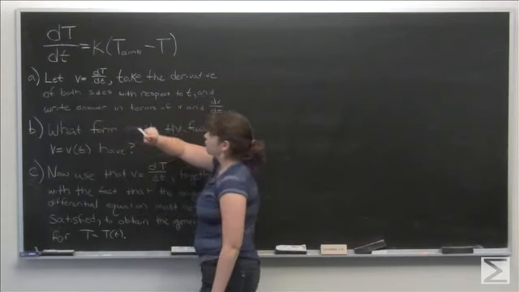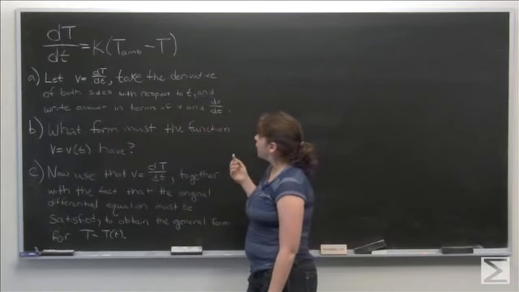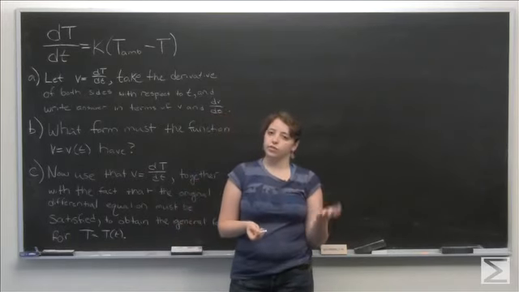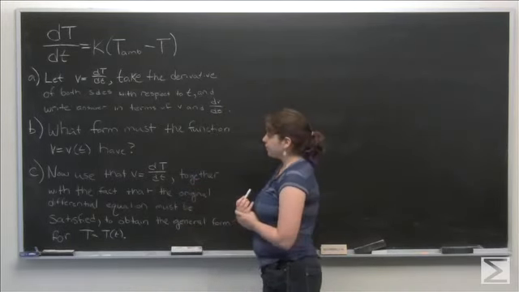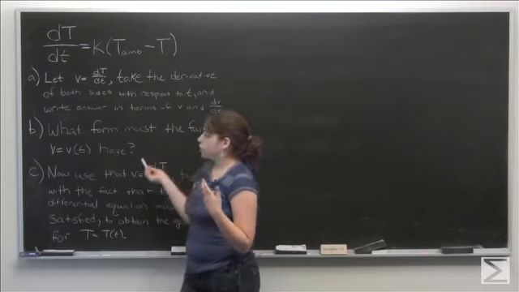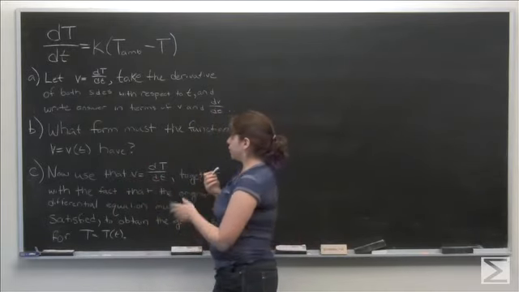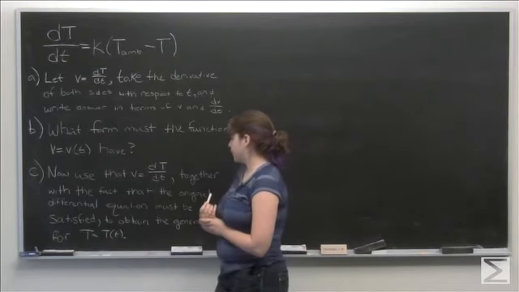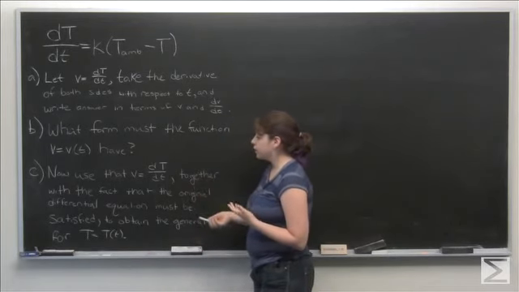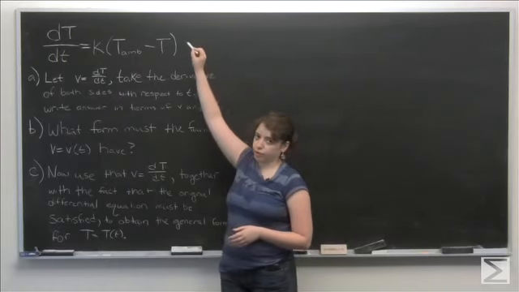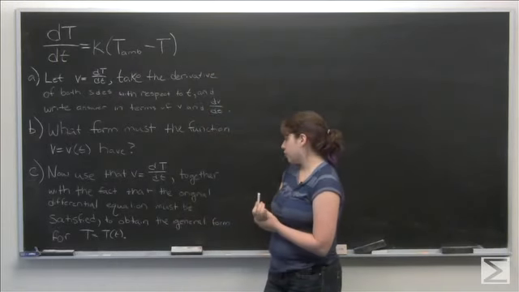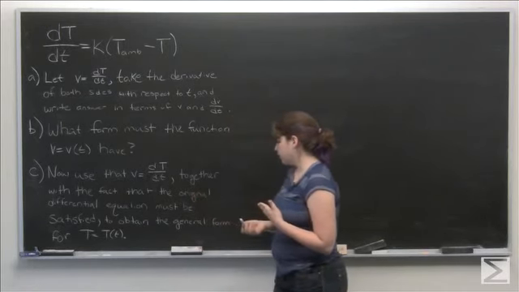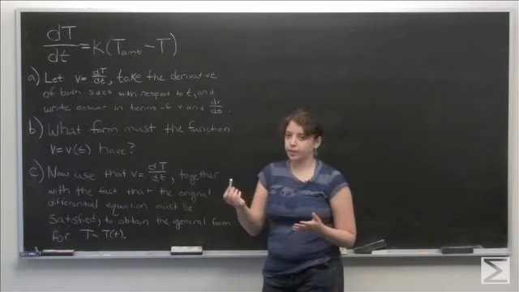A, which is let V equal dT/dt, and take the derivative of both sides with respect to t, and then rewrite the answer in terms of V and dV/dt. The second part asks what form must V equal V of t have to have. And then the last part is, now that we know what that form is, use our differential equation up here to find some, to make sure we have a differential equation that satisfies the general form of T equals T of t.